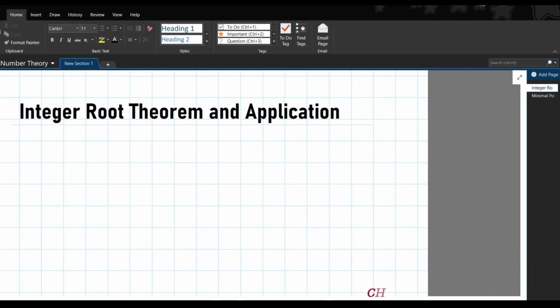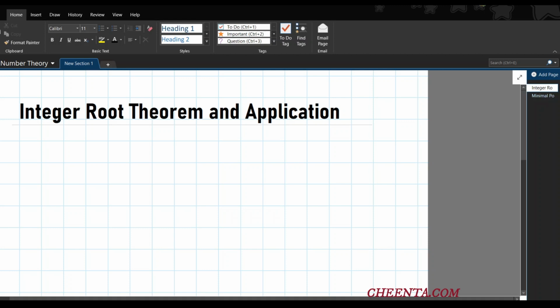So today we will be seeing one of the applications of the integer root theorem, which is actually a special case of the rational root theorem. So first let me describe the theorem. Let me first write it down. I will be calling it IRT, the integer root theorem.